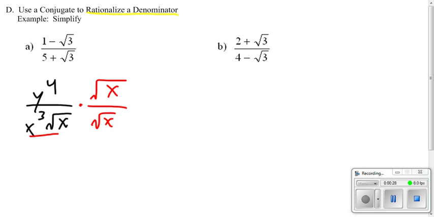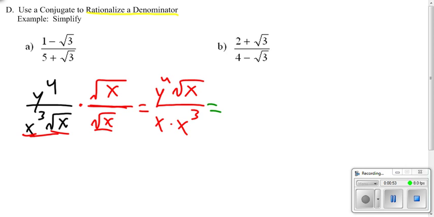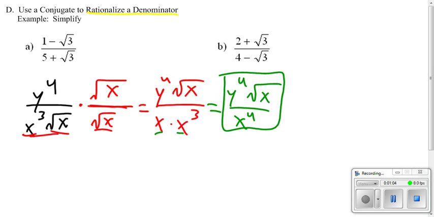Again, remembering that it has to be the same number in the numerator and the denominator to make a form of 1. Now when we multiply across, our square root of x times our square root of x just becomes x, and we're still multiplying by our x cubed. In the top there we have y to the fourth times square root of x. From here, simplifying even further, our x times our x cubed becomes x to the fourth, and we still have on top y to the fourth times the square root of x. So this was our final answer for that problem.